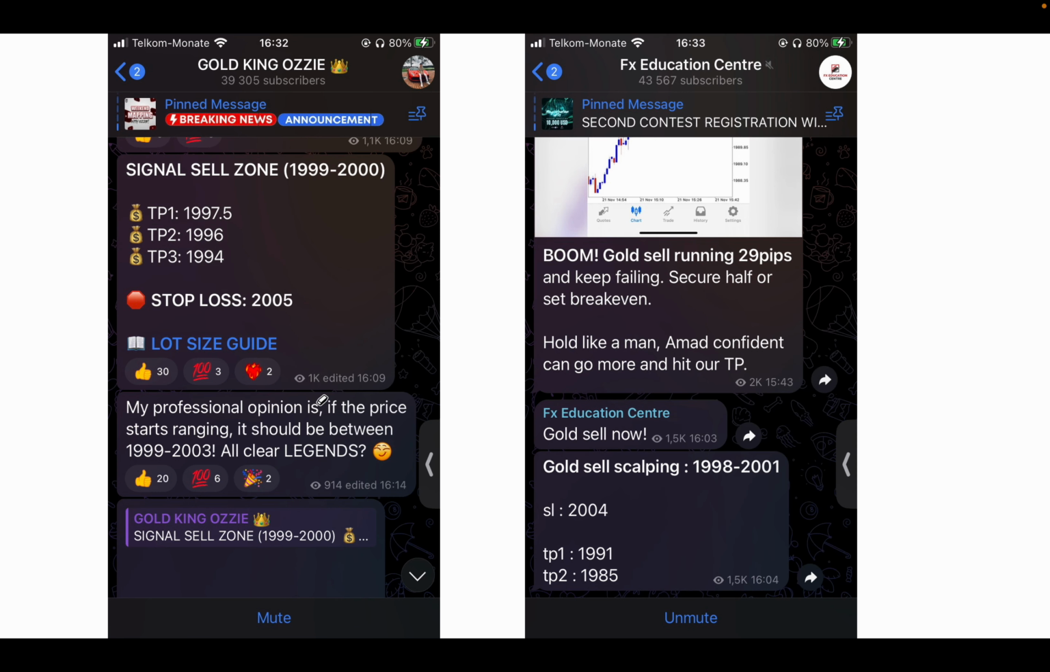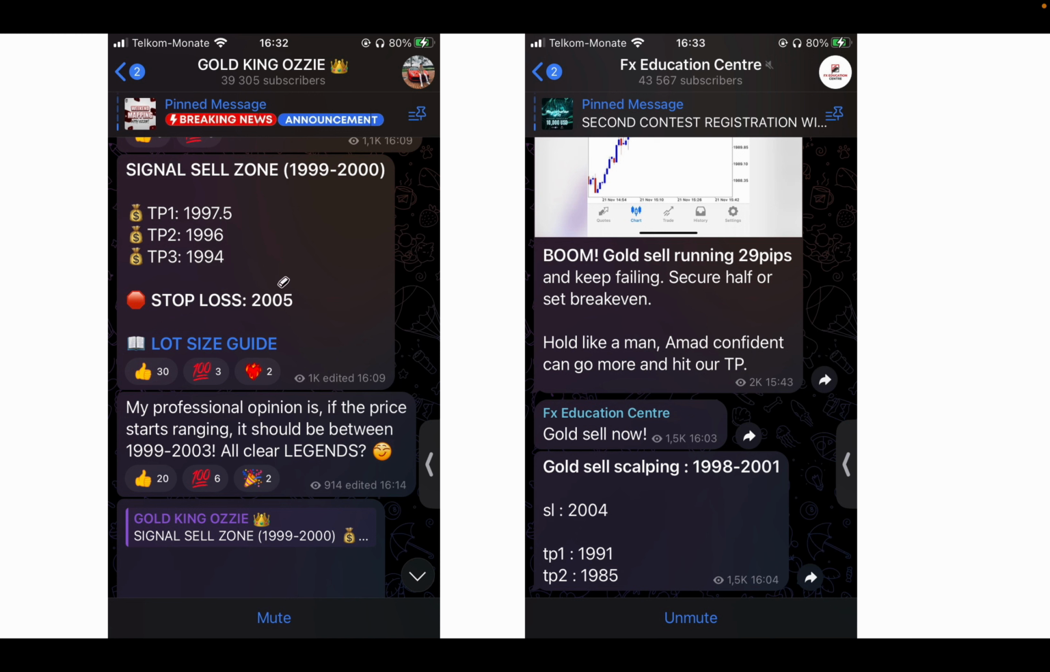So later on at around 10 past 4, right? So you can see 5 past 4, 10 past 4. The other guy didn't give a signal, so I only got these two. They are still looking to sell, which is absolutely ridiculous in my opinion. They are looking to sell. And guess what happens, guys? Look at the stop loss.